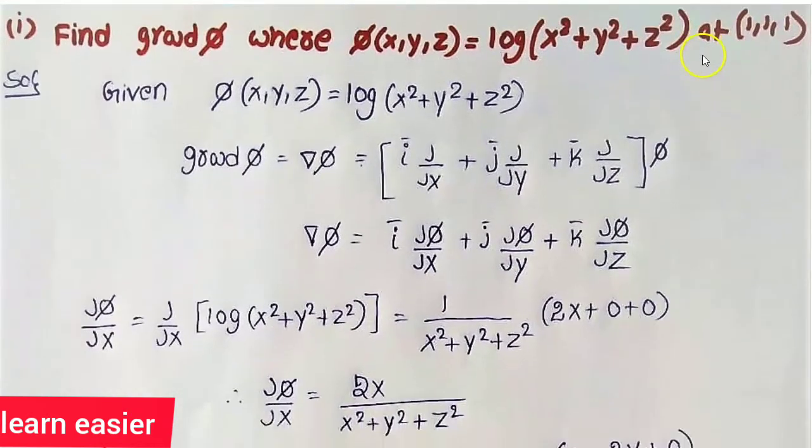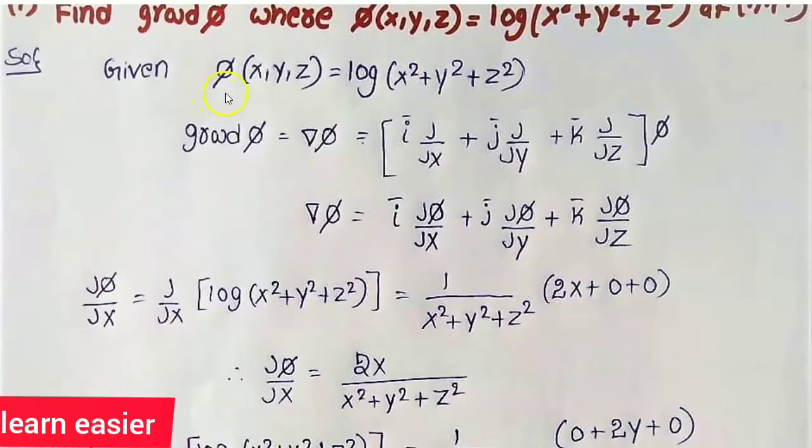So let's start the solution. The given function is phi of x, y, z is equal to log of x squared plus y squared plus z squared. We have to find out grad phi. That grad phi is del phi. So del phi is i bar into dou by dou x plus j bar into dou by dou y plus k bar into dou by dou z, into phi. So we have to multiply this del with phi. After multiplying, we get del phi is equal to i bar into dou phi by dou x plus j bar into dou phi by dou y plus k bar into dou phi by dou z.